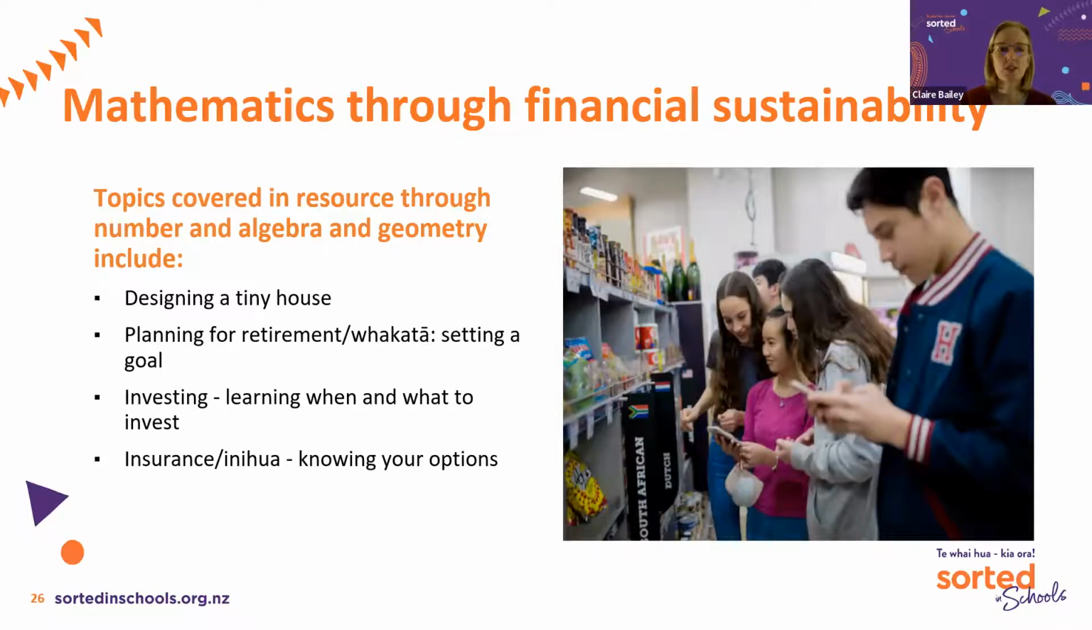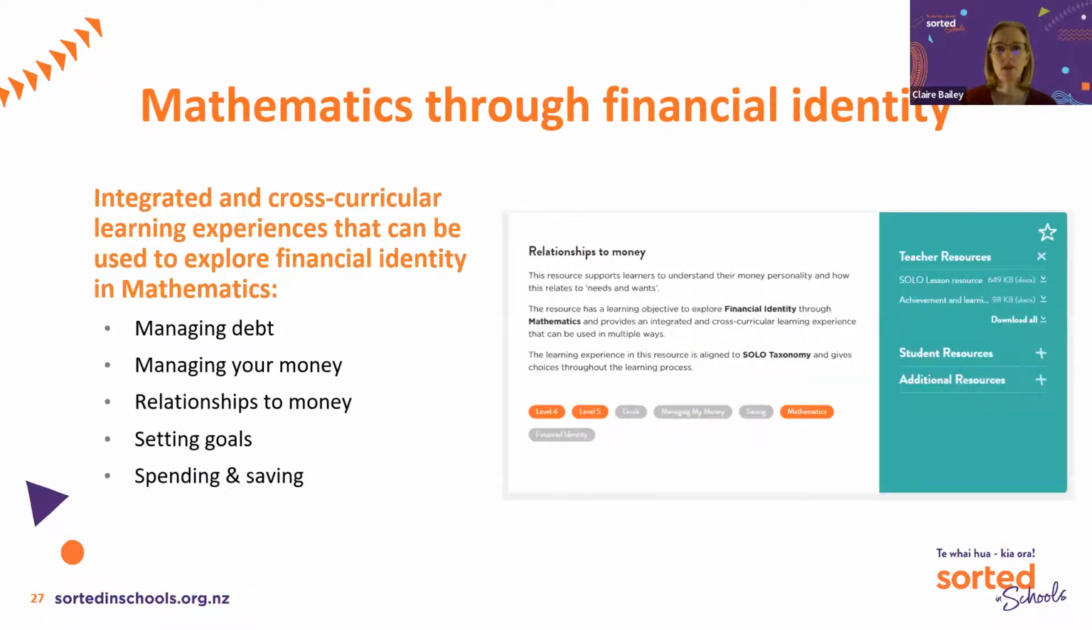So for financial sustainability and MAS, these are some of the resources that we have, and they're similar to the investing shares resource that I showed you. So we've also got designing a tiny house, planning for retirement, investing, which is the one I just talked to you about, and also insurance. So from MAS through financial identity, we have managing debt, managing your money, relationships to money, which is the one you can see on the screen, setting goals, and spending and saving.